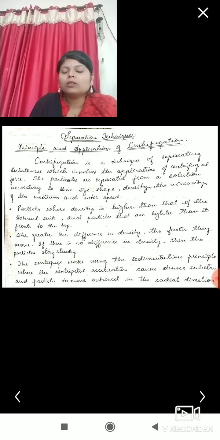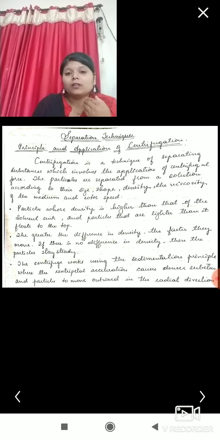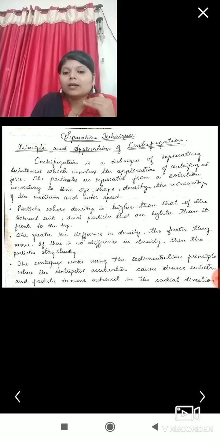So if we are taking two substances of different densities, or the solvent and the solution, and we mix them together and try to separate them out, it is very easy to separate them if their densities are different from each other. The centrifuge works using the sedimentation principle, where the centripetal acceleration carries the denser substances and the particles more downwards, and in the radial directions.